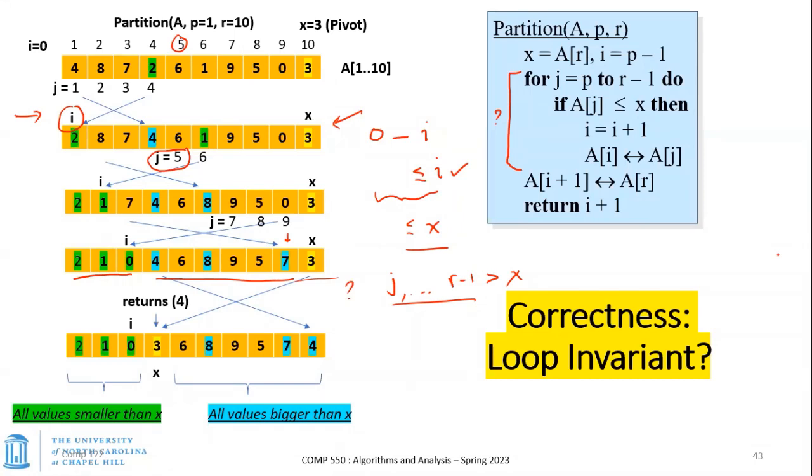Can I get your name? Thomas? Sorry, you have to tell me a whole bunch of times before I remember your names. So Thomas is suggesting that we're saying everything from J up till R minus 1 is greater than the pivot. And remember, the loop invariant doesn't have to be true just at the end. It has to be true at every iteration of the loop. So if you look at the iterations of the loop, is that true over here?